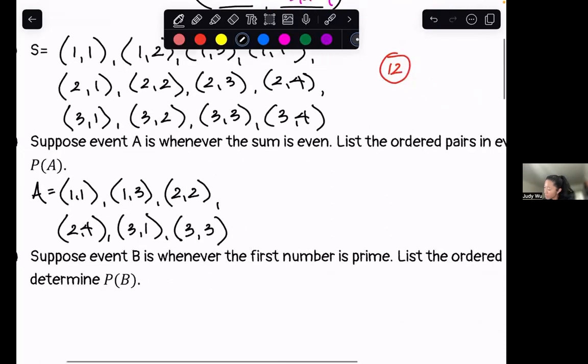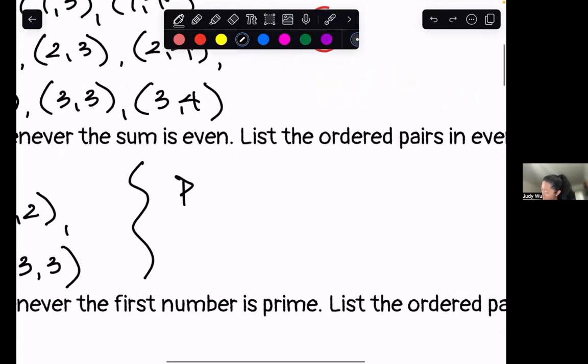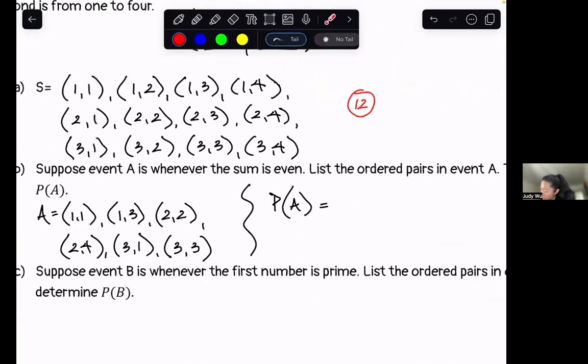Then it says determine the probability of A. To find the probability of A, we need to find out how many times this happened, and then divide it by how many things were in the sample space. If I count, I've got 1, 2, 3, 4, 5, 6. So 6 out of the 12 times, when I added the two numbers in the ordered pair, I got an even number. That means our probability is 6 over 12, or we could say 0.5.